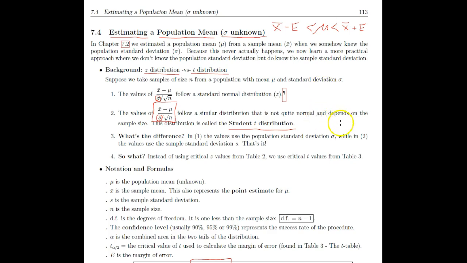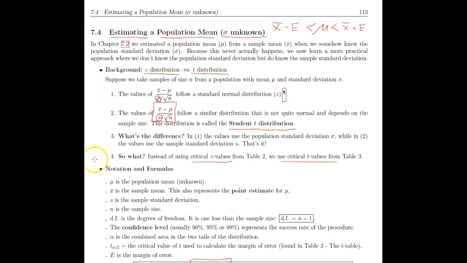And student, there's an interesting story behind that. This first came from a paper published by a statistician who didn't want to use his real name. And so he published it under the pen name Student. And that's why it's called the student T distribution. So what's the difference? Really the only difference here is that you're just using S instead of sigma. And they're basically the same thing, so there's really not a huge difference. But I guess the difference for you guys is that instead of using the Z values that we've been using, we now have to use these T values from another table.